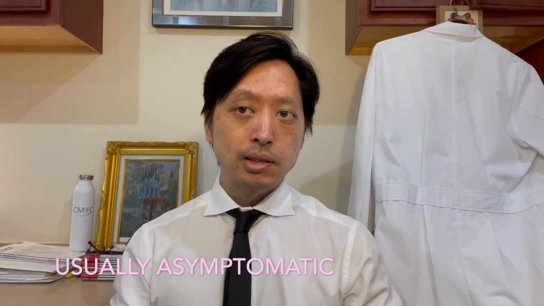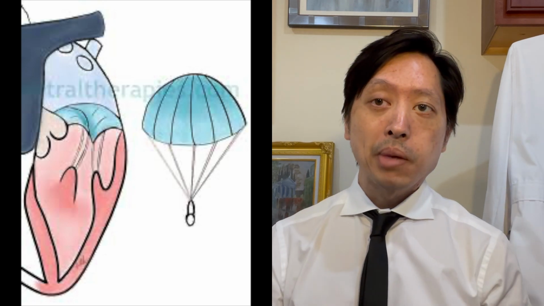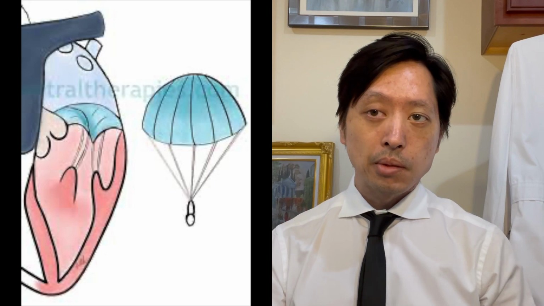This is a very common valvular disease that you're going to see in young women, and usually it's asymptomatic, and you're going to see this during ventricular systole. Ventricular systole is when the heart pumps, and you can see the leaflet of the mitral valve bulges, or prolapses, into the left atrium, like a parachute. But the patient will be asymptomatic. The patient would usually not have any symptoms, and usually they'll be diagnosed by incidental findings.